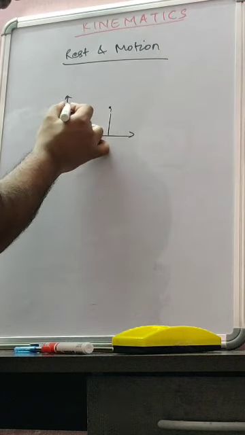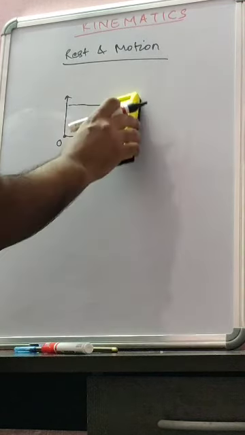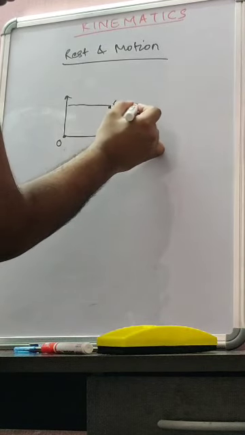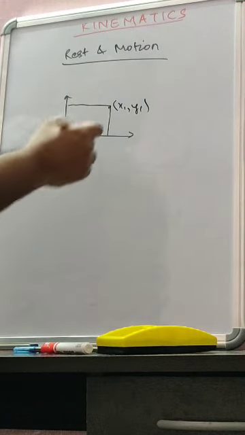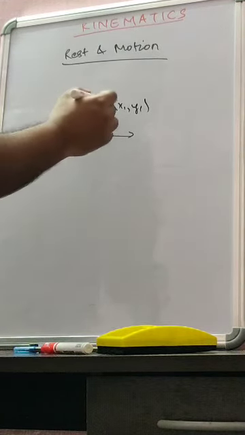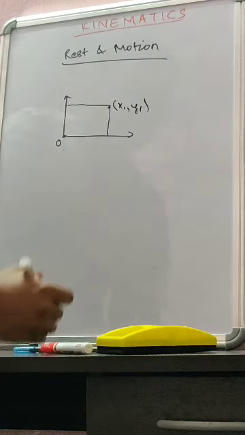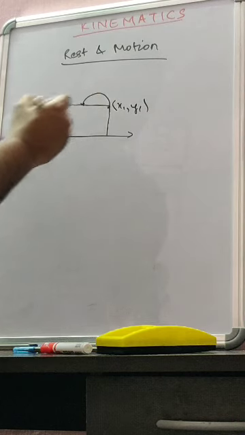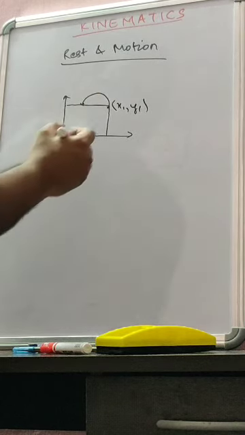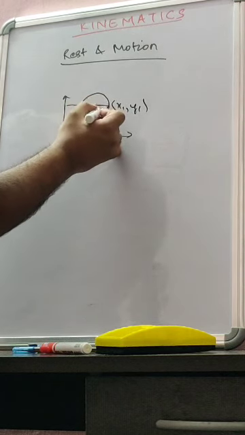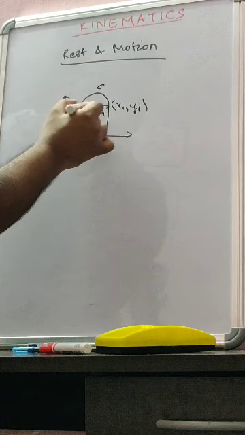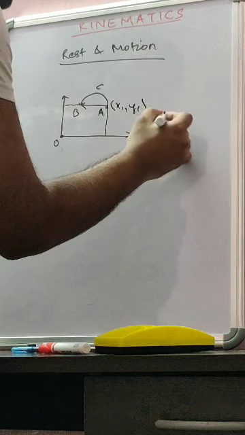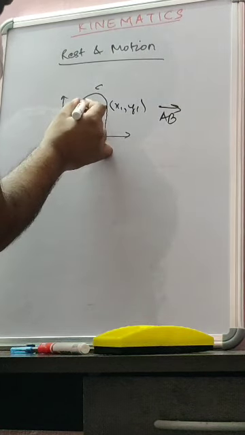Suppose here is the object, with x and y coordinates x1, y1 at time t equal to 0. Suppose this moves in a circular fashion and reaches here. So this will be the displacement, A, C, B. This AB, from A to B, this AB vector will be the displacement.